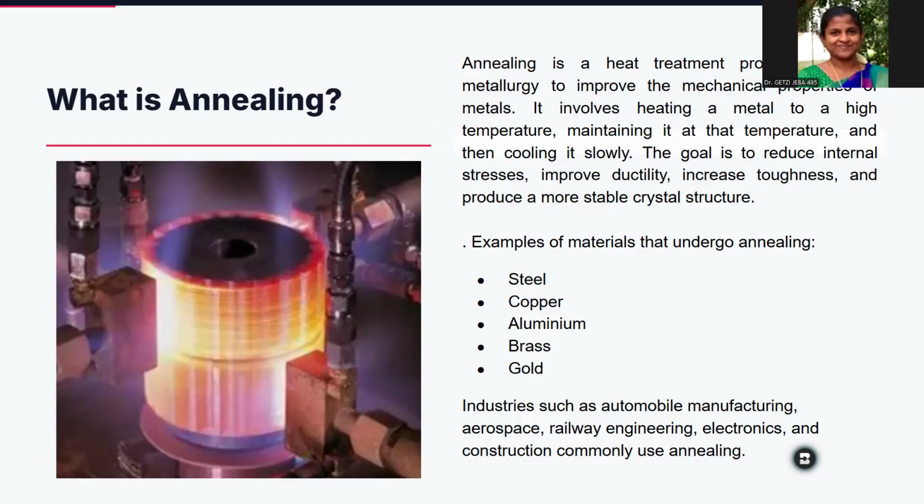So why do we have to do it? The main goal is to reduce the internal stress, improve the ductility, increase toughness, and produce a more stable crystal structure. Metals like steel, copper, aluminum, brass, and gold undergo such a process in industries like automobile manufacturing, aerospace, railway engineering, electronics, and construction. These are some of the use cases where they use annealing, right?